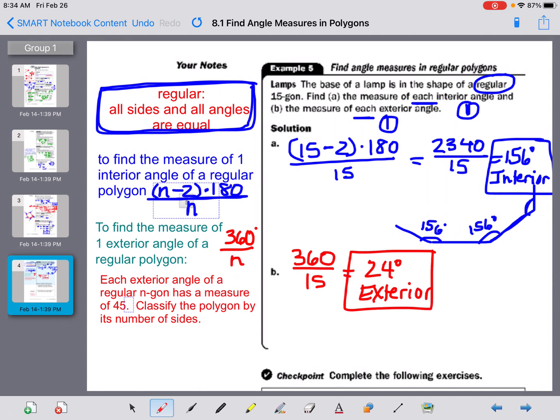Okay, quick note. Remember this exterior angle is this one out here, and it's 24 degrees. What do you know about 156 and 24?